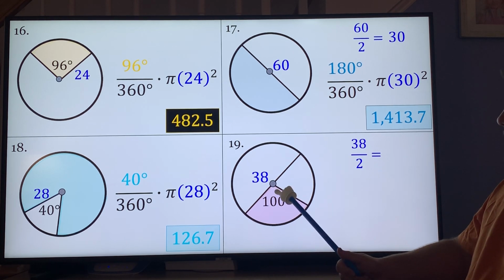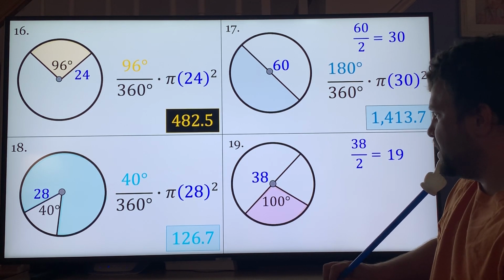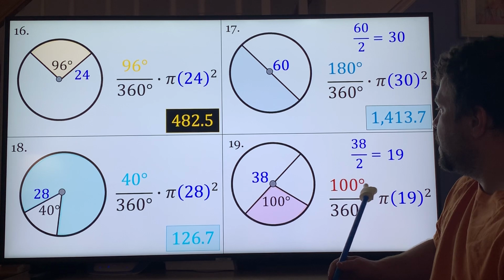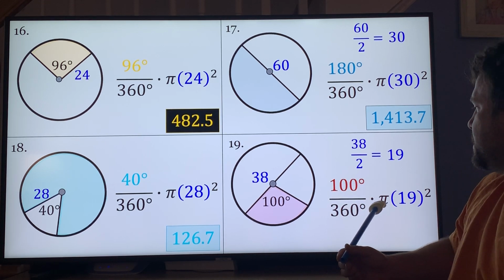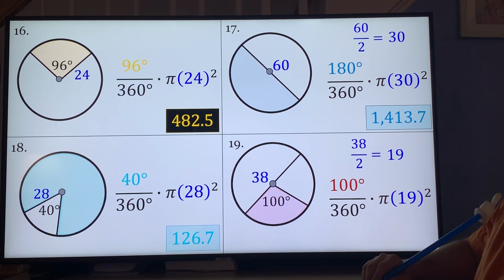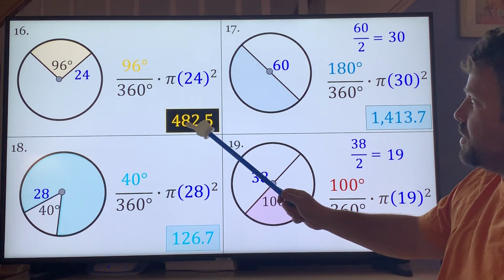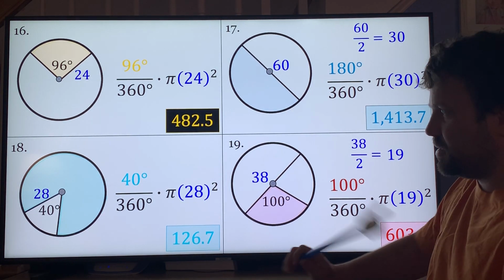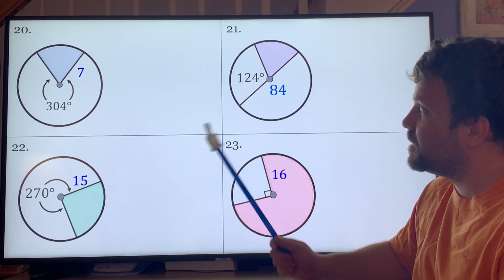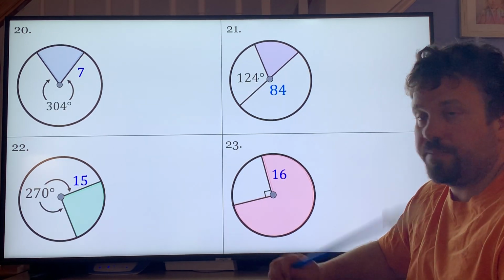38 divided by 2, to find the radius here, which is 19. All right. 100 divided by 360 times pi times 19 squared, and that should give you 603.2. All right, good? Correct, correct, correct, incorrect. See, everyone makes mistakes. Do 20 through 23.